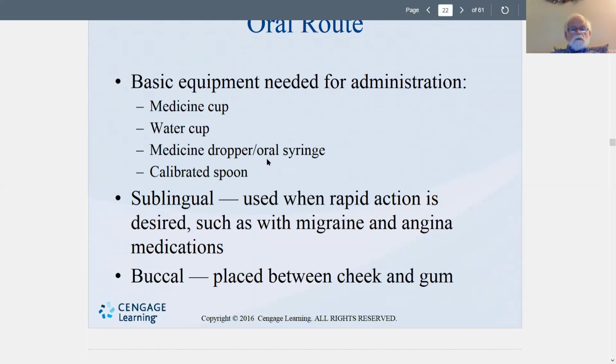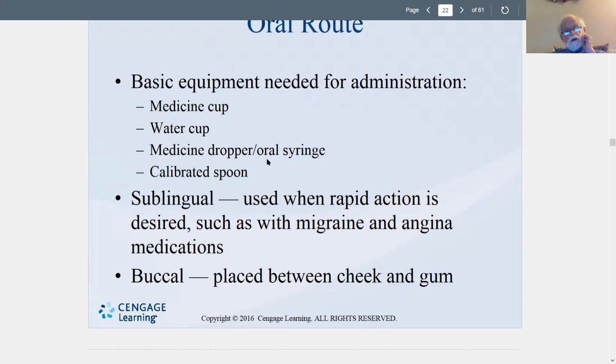Now, this is where you come in. You probably have seen this where you work. The basic equipment is the medicine cup or a medicine dropper or a calibrated spoon, and that's when we are giving. When a person's taking their own, they simply pour them into their hand. But we never physically touch our patient's medication.